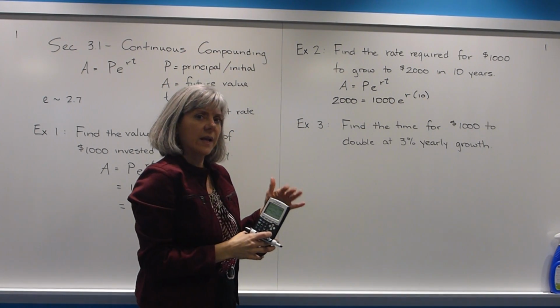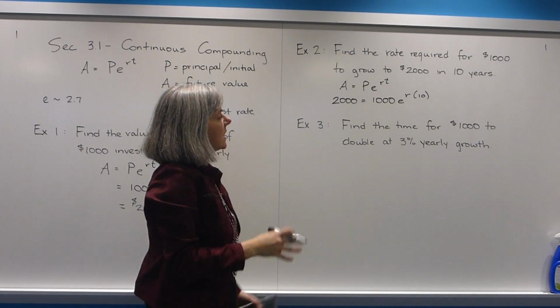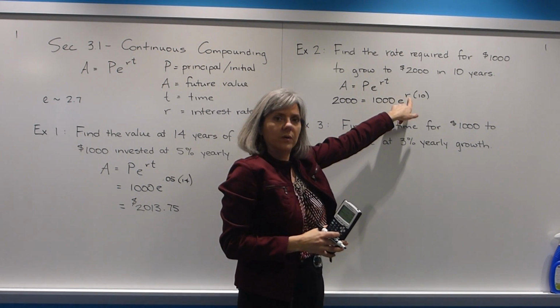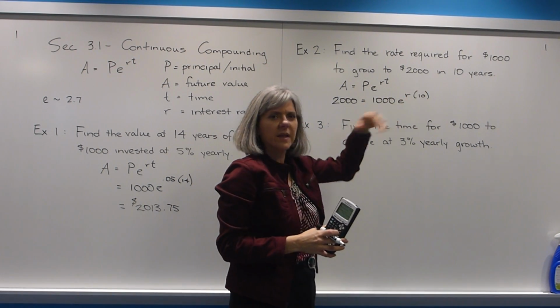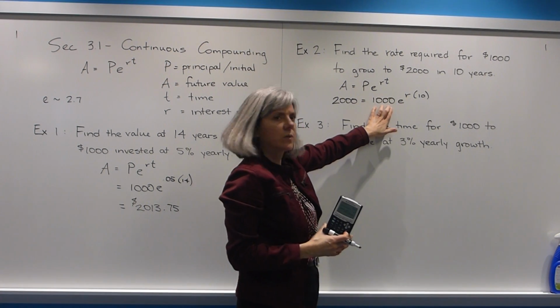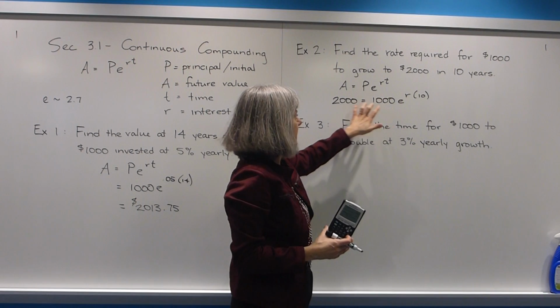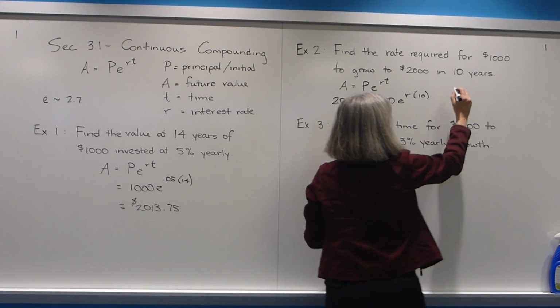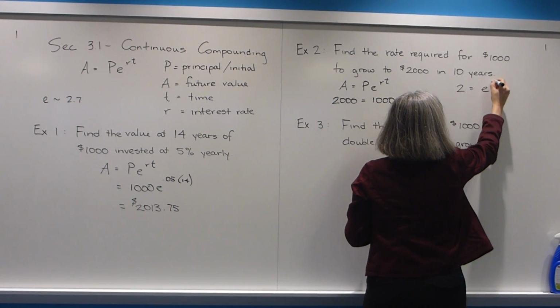So now we need to talk about how to solve this equation. You need to get to R, but before we can do that, I think of solving equations like peeling back layers. We can't get to the exponential until we move the 1,000 that's in front. So we'll divide both sides by 1,000 first, and we'll get 2 equals e to the R times 10.